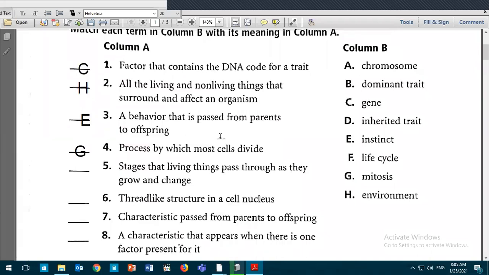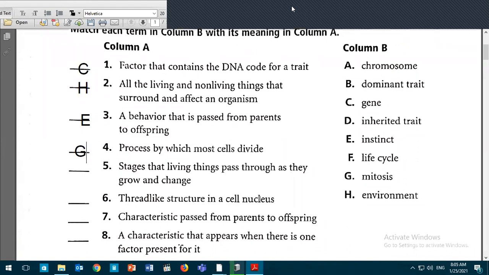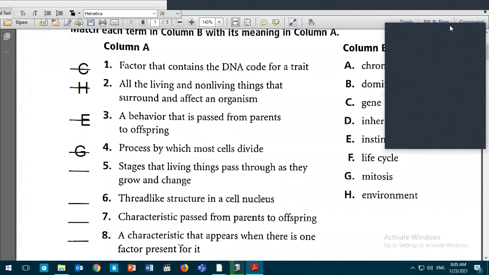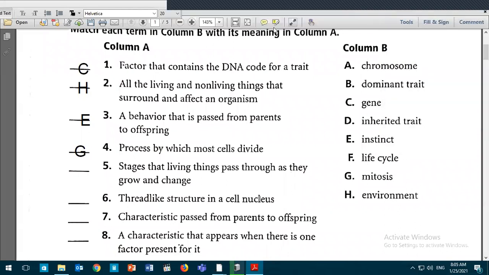Stages that living things pass through as they grow and change. What do you think this is going to be, guys? We have people raising their hands. Let me check them. Aysel, would you like to answer number 5? Life cycle. Okay, guys, let me first take off all the ones in here.